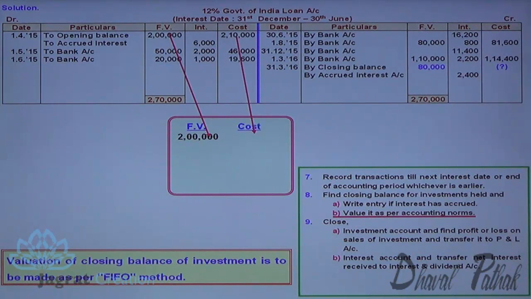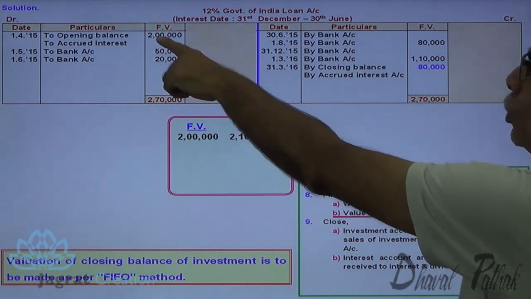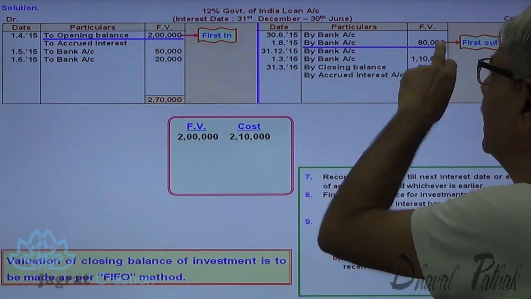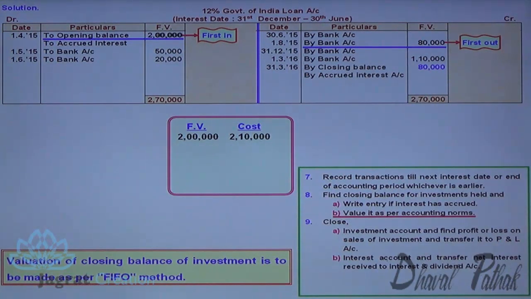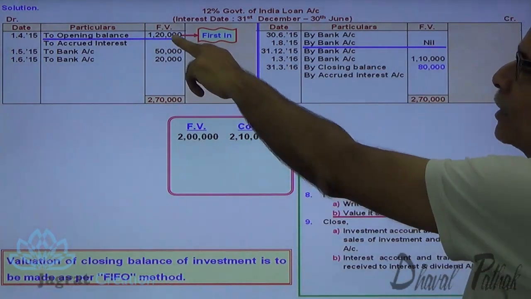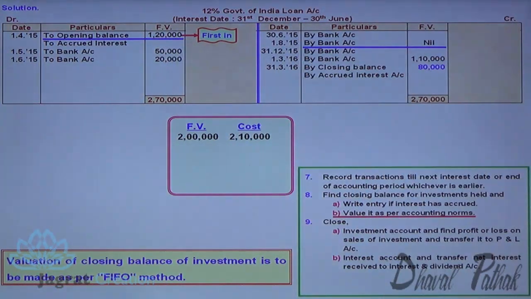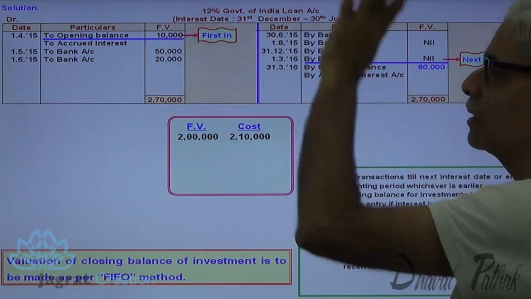2 lakhs, 2,10,000. This is the first in. Out of that, say I have removed all this, the face value, 2 lakhs, 80,000, first in, first out. So from 2 lakhs, 80,000 is already issued, already sold. So the balance left with me after this is 1,20,000. So this is nil. So it has become 2 lakhs minus 80,000, 1,20,000. From this 1,20,000 next out 1,10,000. So 1,10,000 are given. So here the balance left is 10,000.